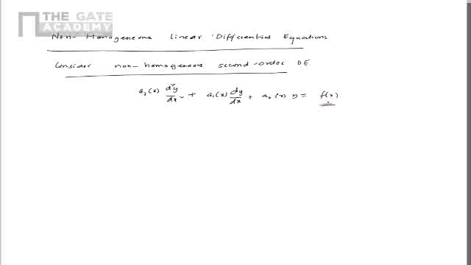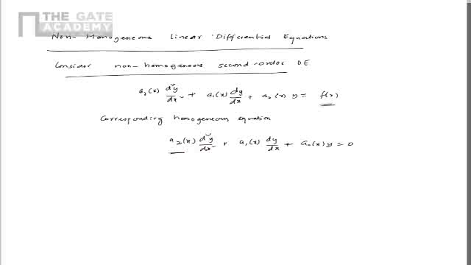Now the corresponding homogeneous equation for this differential equation will be just keeping the right hand side 0. So a2(x) d²y/dx² plus a1(x) dy/dx plus a0(x) y is equal to 0. So this is the corresponding homogeneous equation.